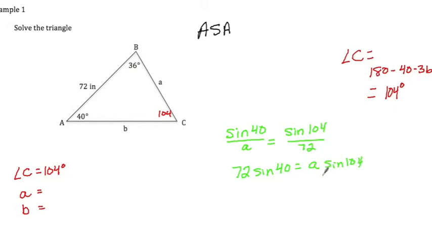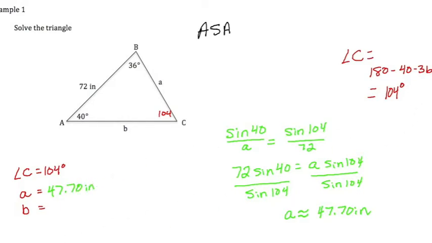And you want to make sure that your calculator is in degree mode when you're doing this stuff, so you don't get the wrong answers. And to get A by itself, you just simply divide both sides by sine of 104. And when you do that, I'm going to come up with A is about 47.70 inches.